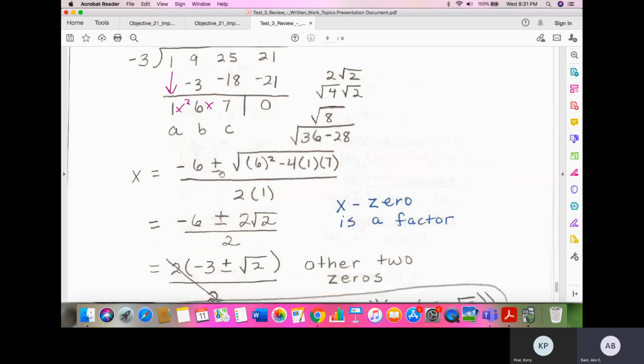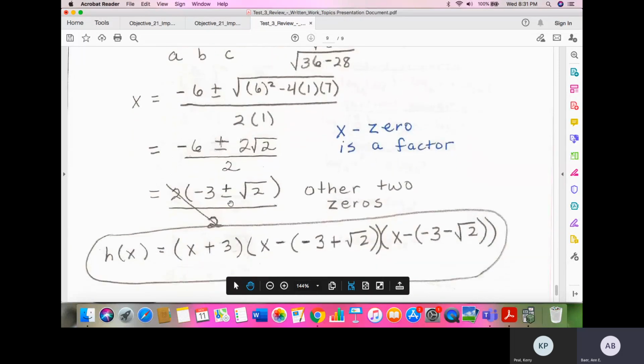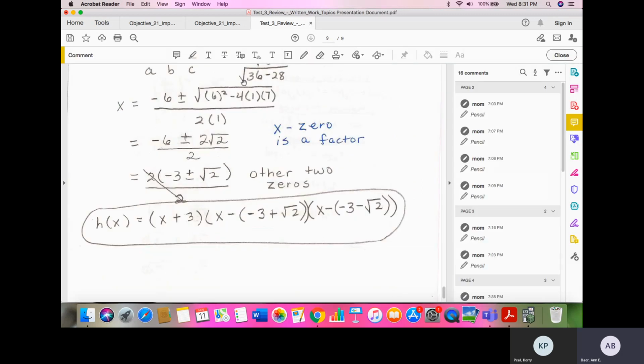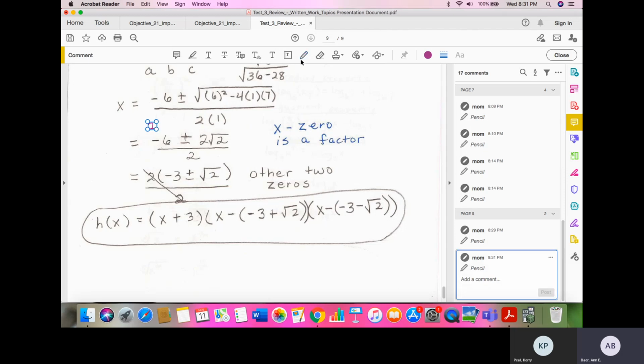So now we have negative 6 plus or minus 2 square root of 2, over 2. And we spend a lot of time in college algebra on factoring. You can cancel factors, but you cannot cancel terms. We can't cancel those 2's, and it does not work like that. So you want to factor out of the numerator. So this negative 6 is 2 times negative 3.